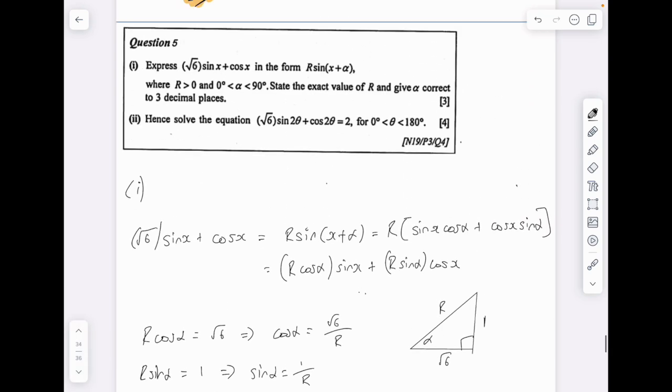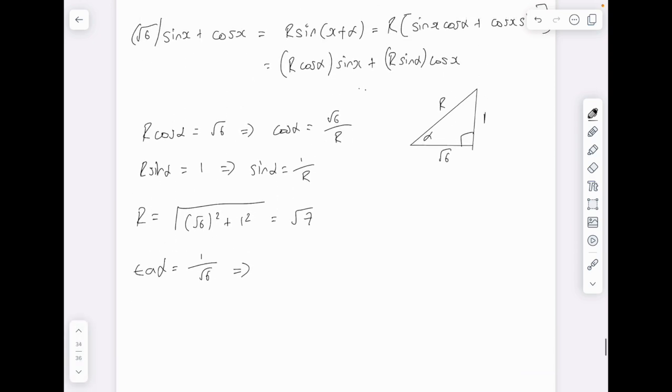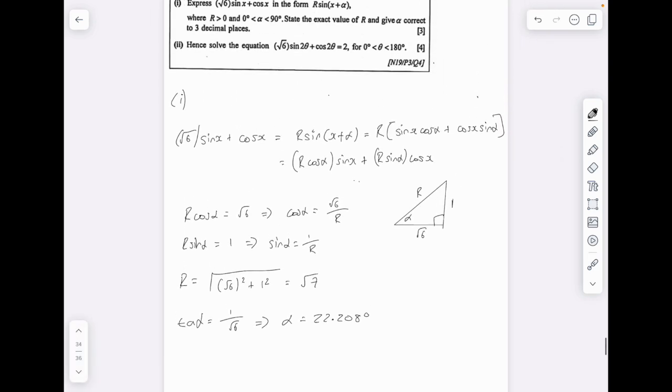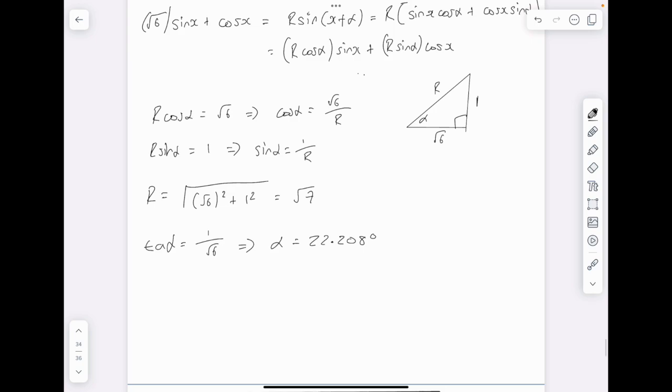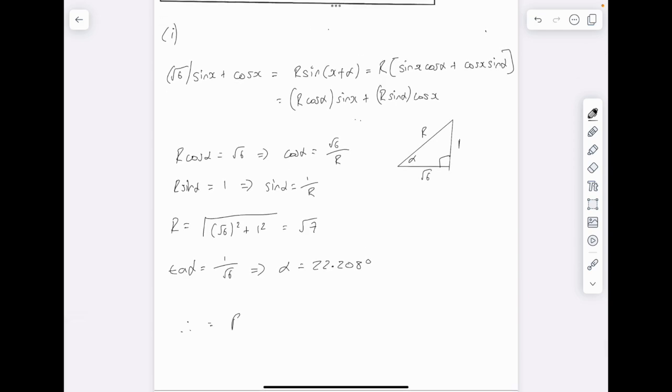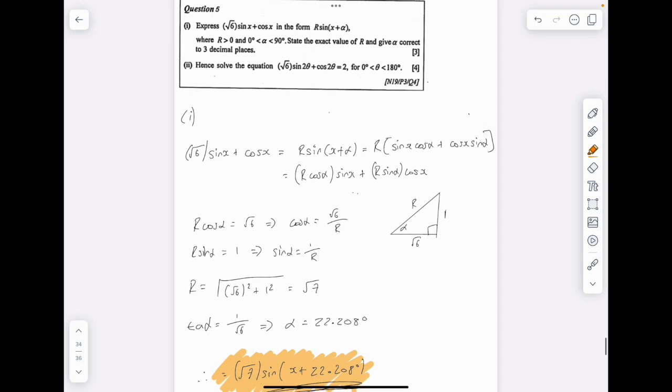Tan alpha is equal to 1 over root 6, which means what? If I solve for alpha now, remember they want it in degrees, I can say that alpha is going to give me 22.28 degrees. Okay, cool. And so from that, I can therefore say that what we're going to get is root 7 sine of (x plus 22.28). That's going to be the final answer for number I, guys, because you put it into the correct form that they want over here. Okay, and that's it.